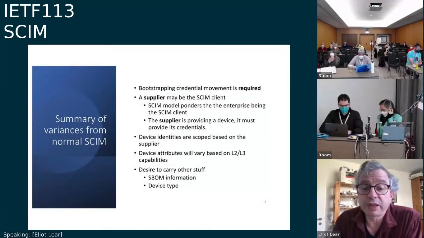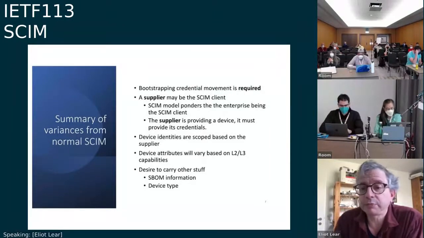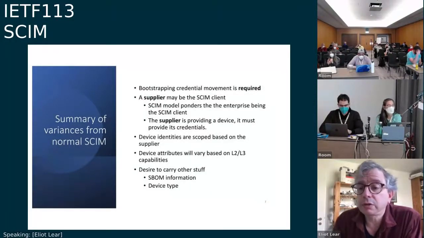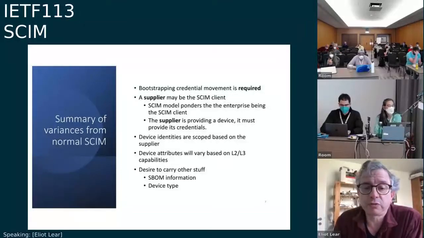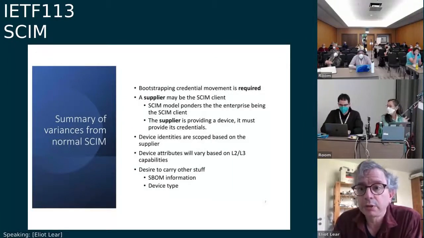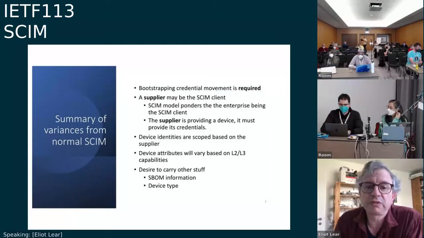So examples that I give are software bill of materials information, which is very hot right now. It's a very hot topic, both in the US and Europe. Device type information is another thing that enterprise administrators really want to have. They don't just want to know that a device is being onboarded. They want to know what the device is that's being onboarded, so they can understand how to deal with it. These are some examples of variances that you might see. Next slide.